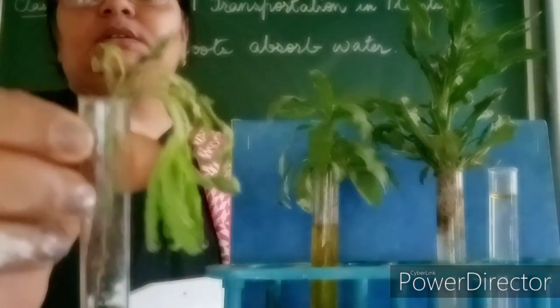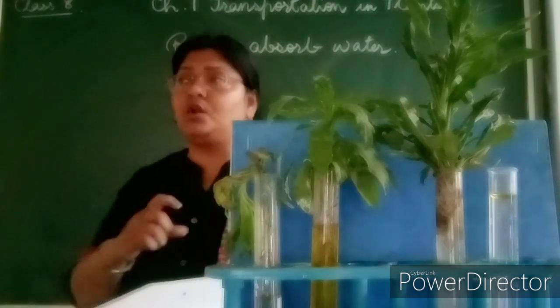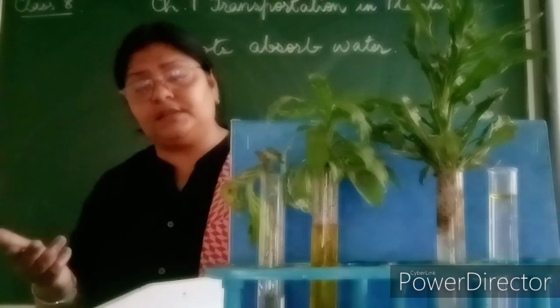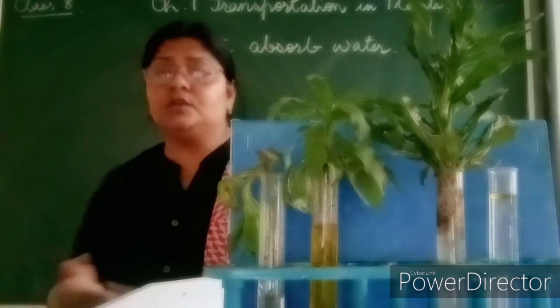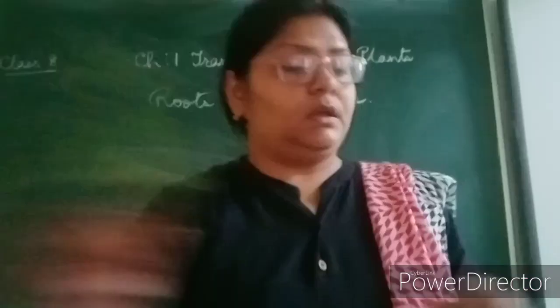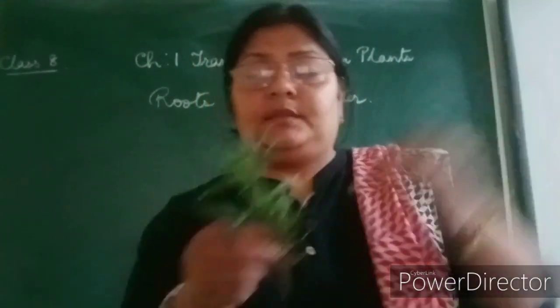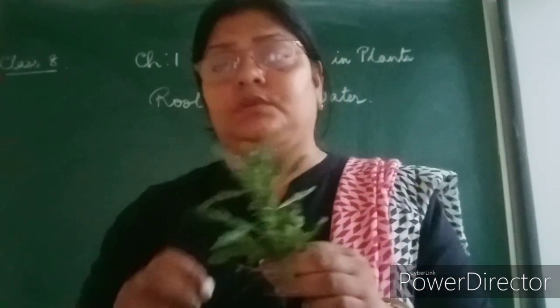The level of water also is lowered because some amount of water has been absorbed by the roots. In test tube D, what we find is the plant withers after some time. It droops, the leaves droop. Why? Because the roots are not touching the water, the leaf does not get the water. So by this experiment we can conclude that roots absorb water.